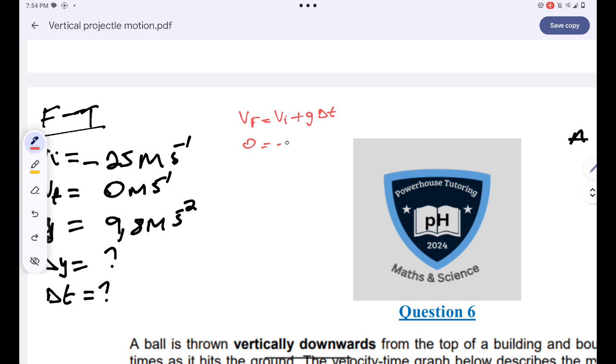The ball bounced upwards at a velocity of negative 25 meters per second, multiplied by 9.8 times delta t. Take the 25 to the other side, it will be positive 9.8 times delta t. Divide both sides by 9.8. 25 divided by 9.8, you'll simply get 2.55 seconds.